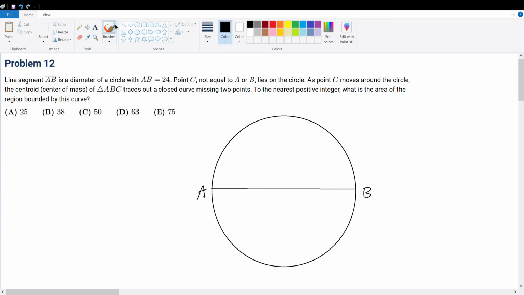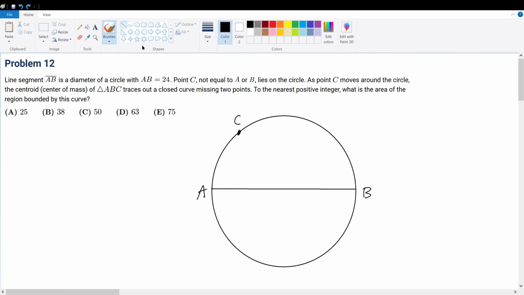Problem 12. Let segment AB be a diameter for the circle, with AB being 24. Point C, not equal to A or B, lies on the circle. As point C moves around the circle, for example, let's say this is point C right here, as it moves around the circle in this fashion, the centroid of triangle ABC traces out a closed curve, missing 2 points. To the nearest positive integer, what is the area of the region bounded by this curve?